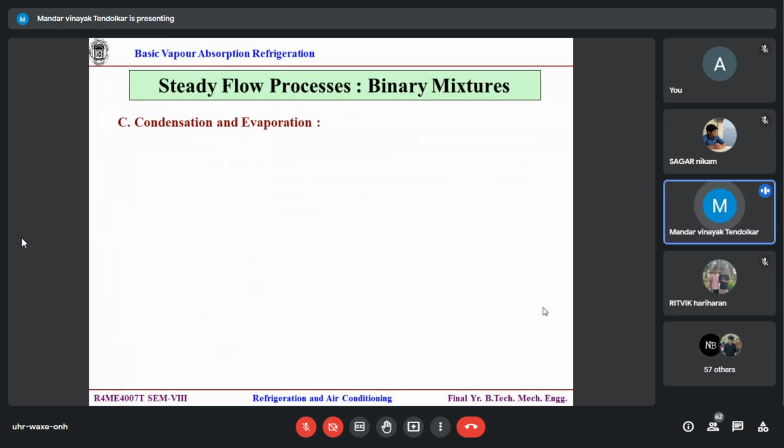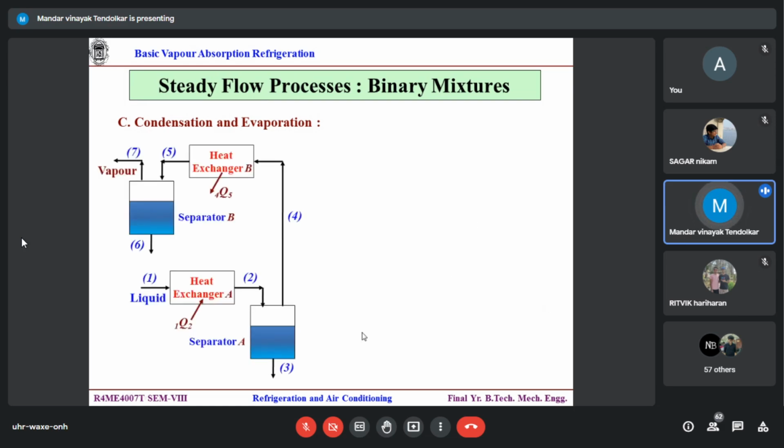Now the third process, how much time left? The third process is simple condensation and evaporation, which is just an extension of whatever we have just done. So here you can say liquid 1 coming in. There is no example with this method, so I can finish this. Liquid coming in, you add the heat. So it will be somewhere in two phase. Then you take down the liquid as 3.